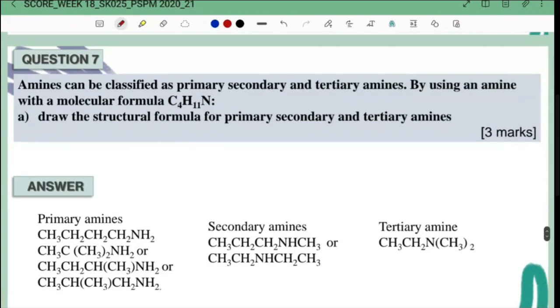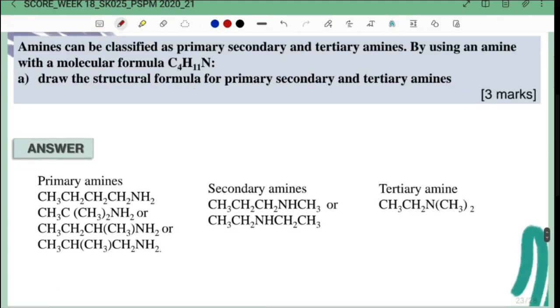Amines can be classified as primary, secondary, tertiary amines. It depends on how many carbon atoms are attached to N. By using an amine with a molecular formula C4H11, draw the structural formula of primary, secondary and tertiary. So you can choose any of them. Primary, secondary, tertiary.